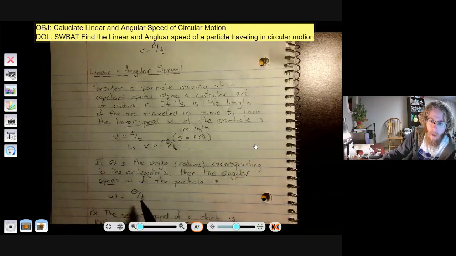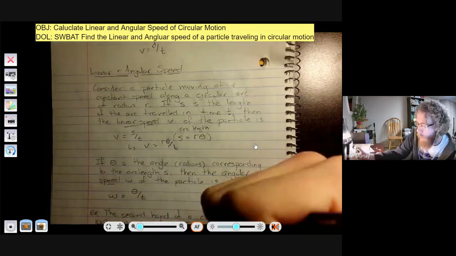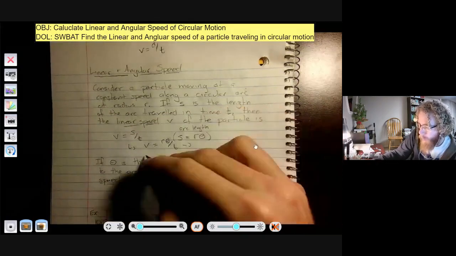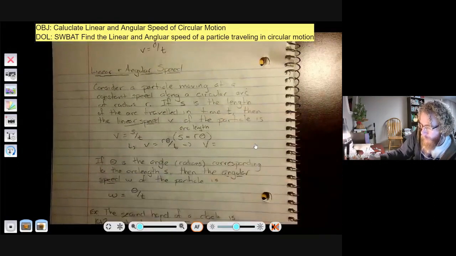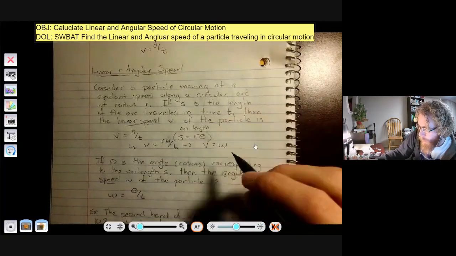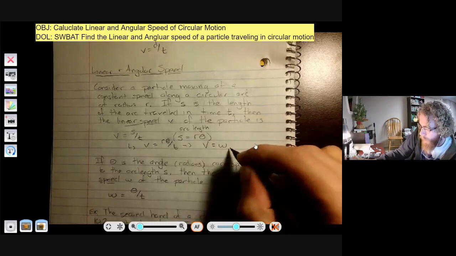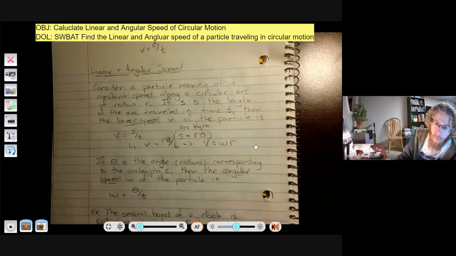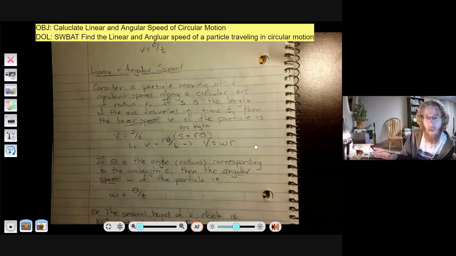Here and here, in both of these, I have theta over time. So I have yet another way to rewrite my linear velocity. I can find the linear velocity by multiplying the angular velocity by the radius. So if you know the angular velocity of something, you can find how fast it's moving in a straight line by multiplying by the radius of the circle.